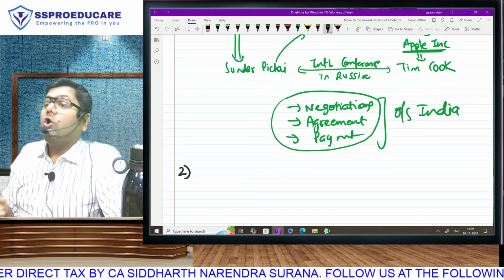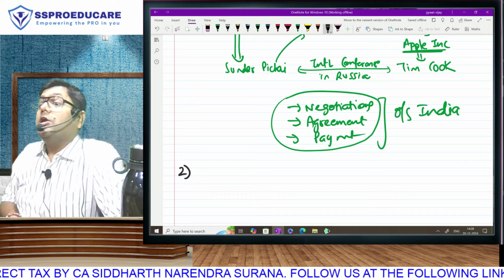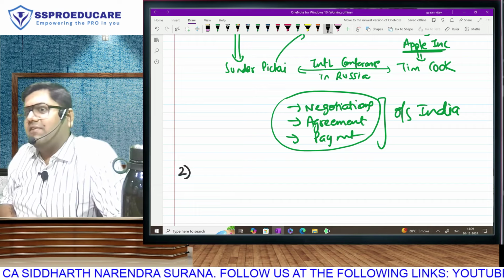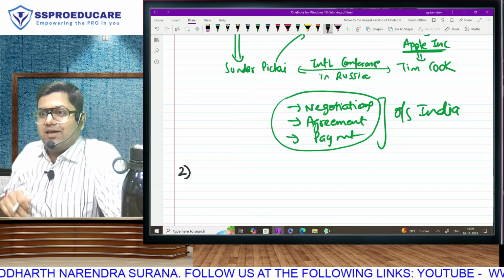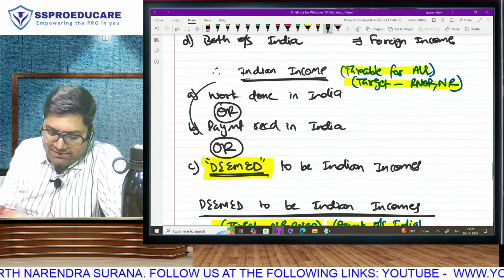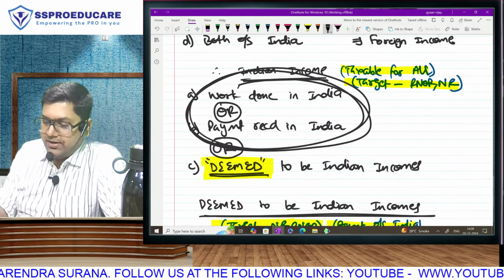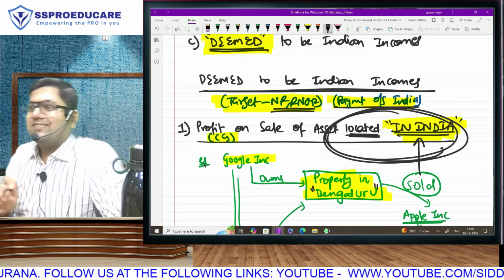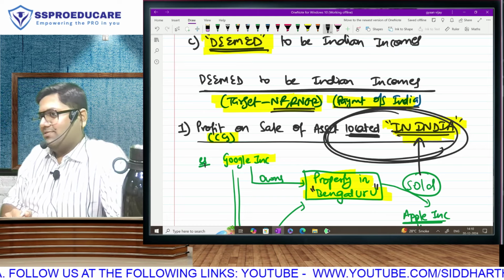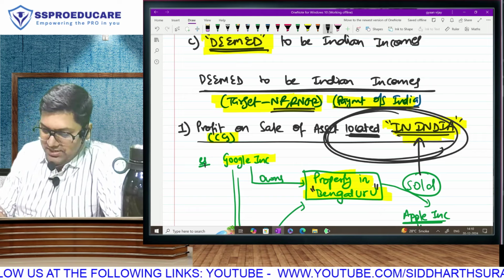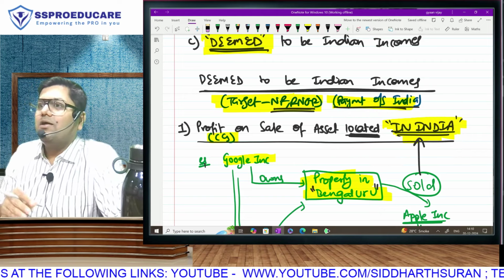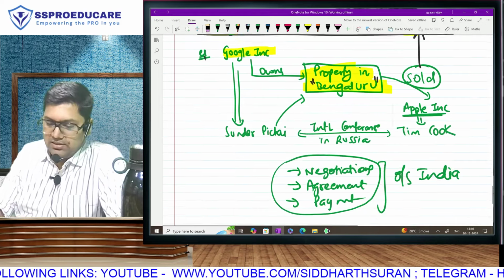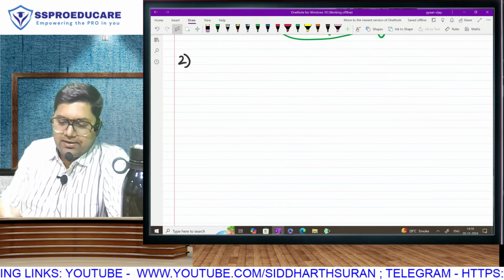Second point, of which list? Deemed to be Indian income. These incomes may not have any Indian connection involved, but still we will consider them as Indian. And now we realize, sir, even if these activities are taking place outside India, why are we deeming it as Indian income? Because there is some Indian connection involved. If the asset is in India, that means the income is being generated by the land of India and therefore it is going to be taxable in India. Is that understood? Fantastic.